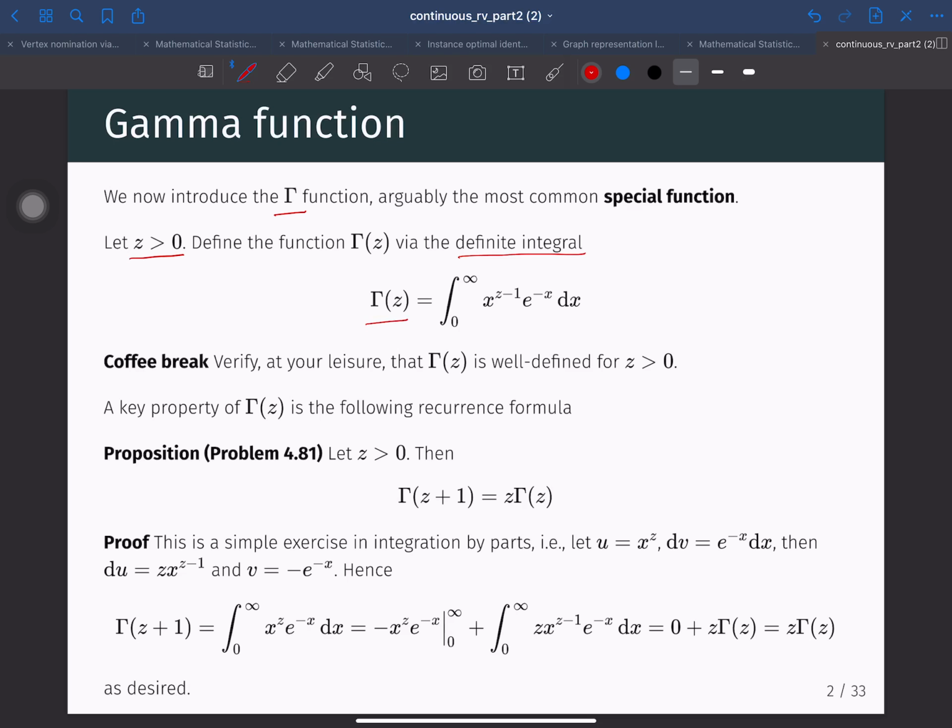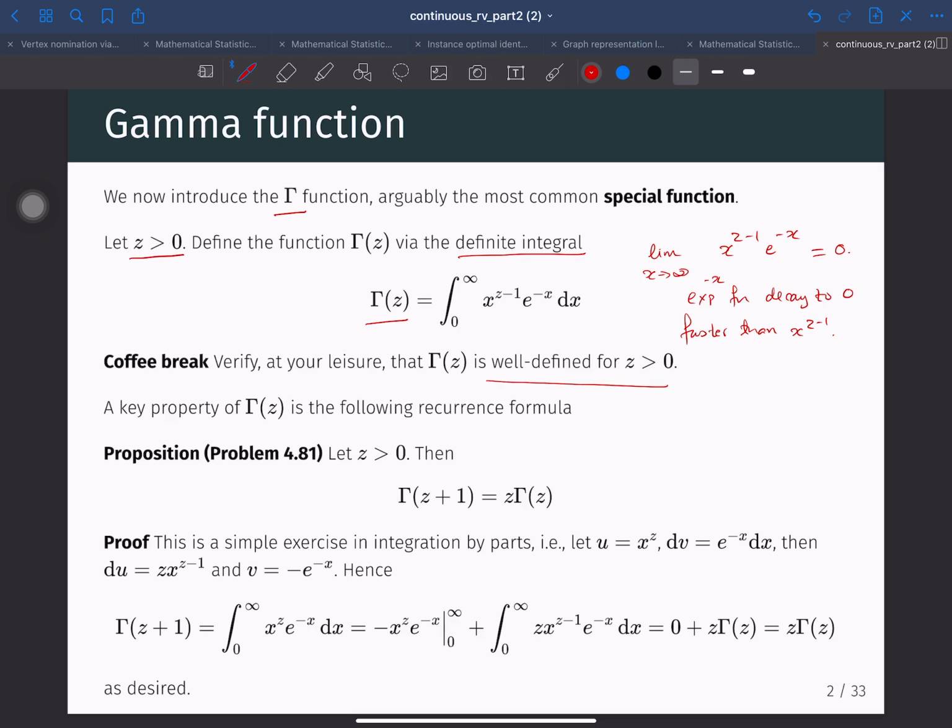So if you're home or at a coffee shop, please verify at your leisure that gamma z is a well-defined integral. By that, what we meant is that you will want to check that the limit as x goes to infinity of x to the power of z minus 1 e to minus x is going to be 0. So what this means is that the exponential function decays to 0 faster than any polynomial of x to the power of z minus 1. So e to minus x decays to 0 faster than any polynomial of x.